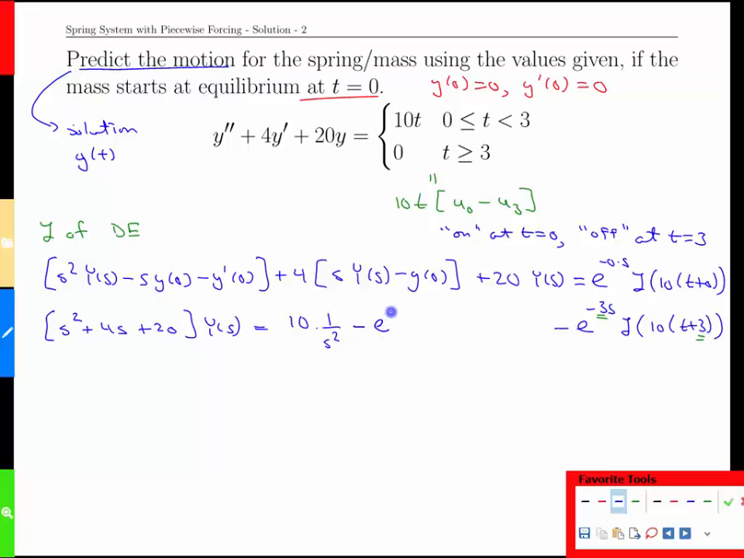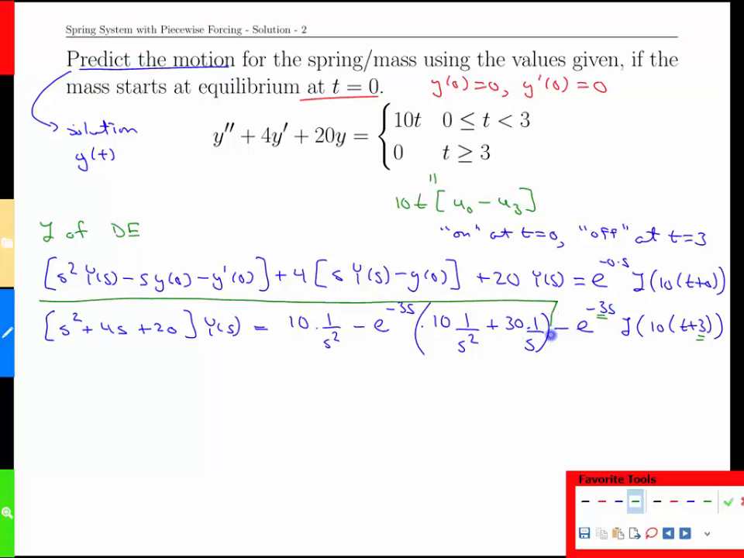The next term's a little more complicated though. It's e to the negative 3s. The transform of 10t is 10 times 1 over s squared, but we also have a 30. So let's multiply all this. A 30 times 1 over s.